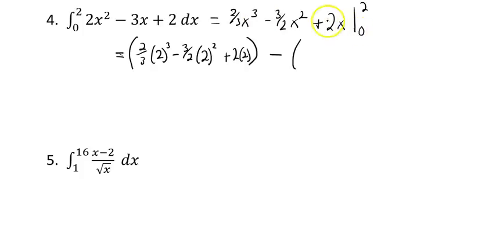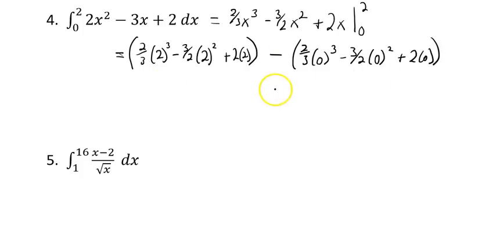Now, a lot of times you're going to notice sometimes when you plug in 0, everything is going to go away. So you can go ahead and skip and write 0 down here if you want. But again, what's really happening is you're plugging 0 in. So 2/3 times 0 cubed minus 3 halves times 0 squared plus 2 times 0. And so, again, that whole piece is going to end up to be 0.